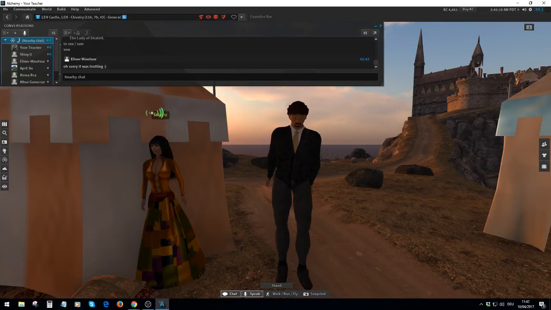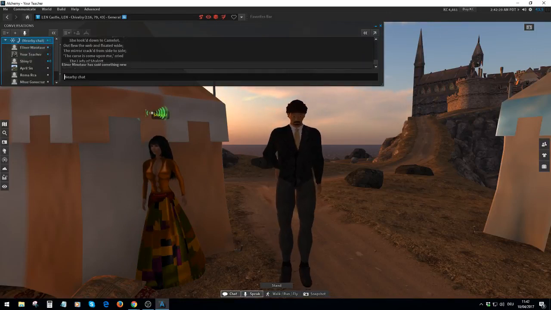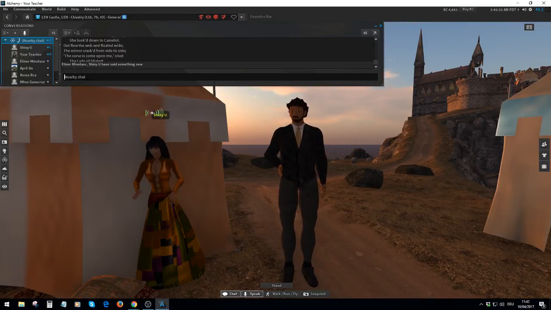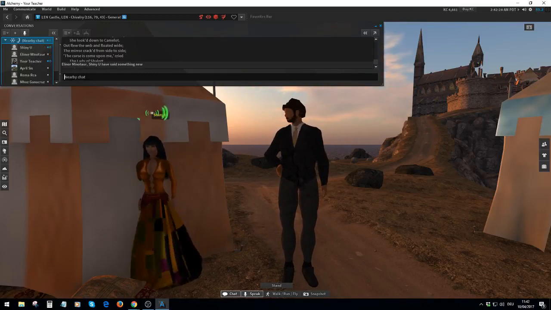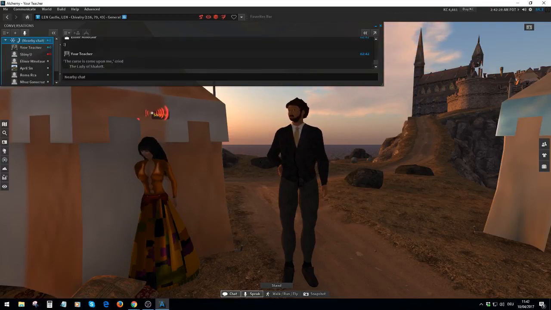That's better. Good. And then that little bit where there's just a little bit of intonation here, because of the word cried. I know you're reading it cold, but: the curse is come upon me, cried the Lady of Shallot. So repeat that line and make it sound as if she's really frightened.